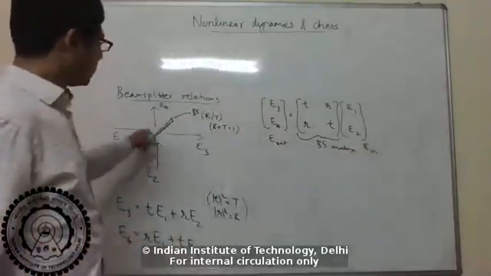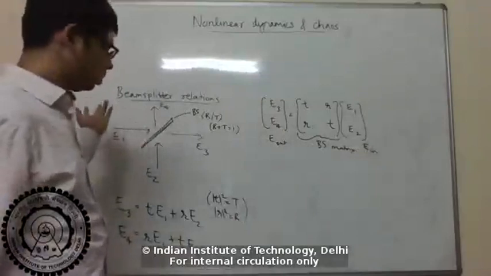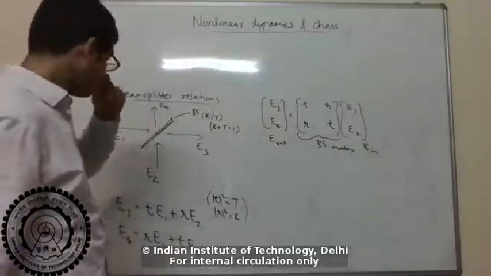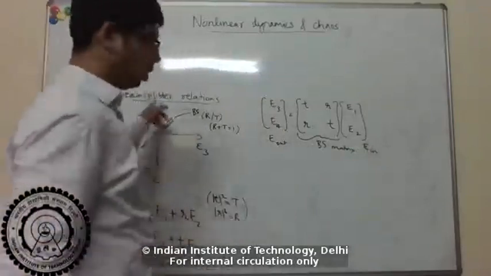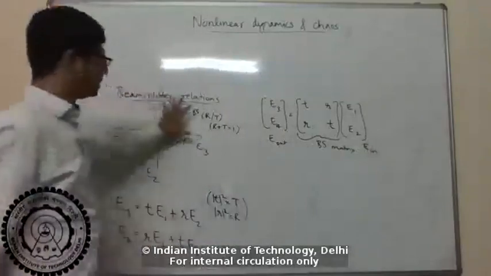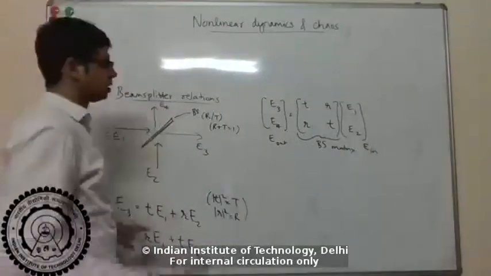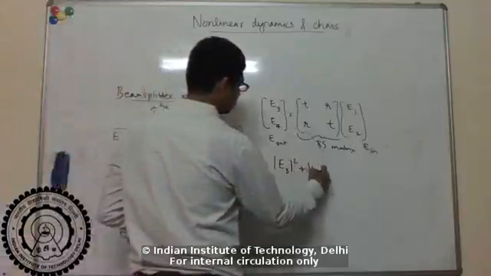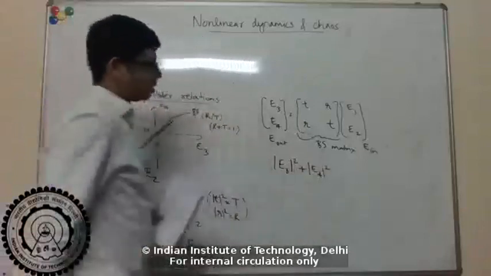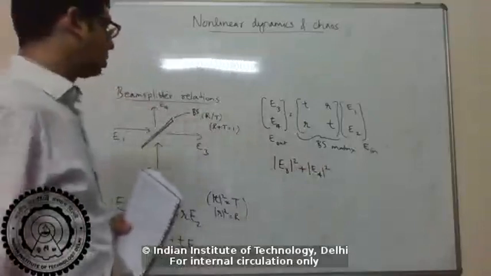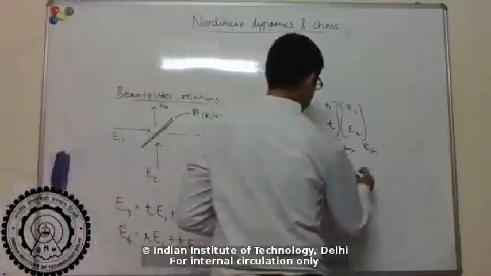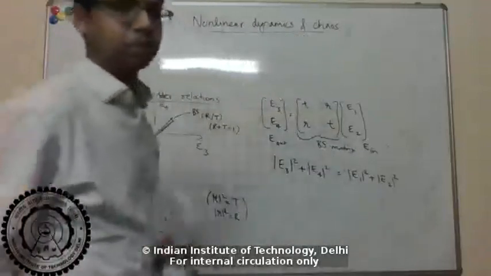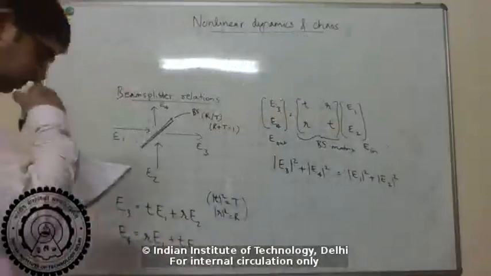Now if you have a lossless beam splitter, which usually would be the case, since this is some very thin piece of glass, there's no loss in the beam splitter, which means the total intensity going out is the total intensity coming in, right? Which just means that mod of E3 square plus mod of E4 square, that's the intensity going out, is equal to mod of E1 square plus mod of E2 square, that's the intensity coming in.